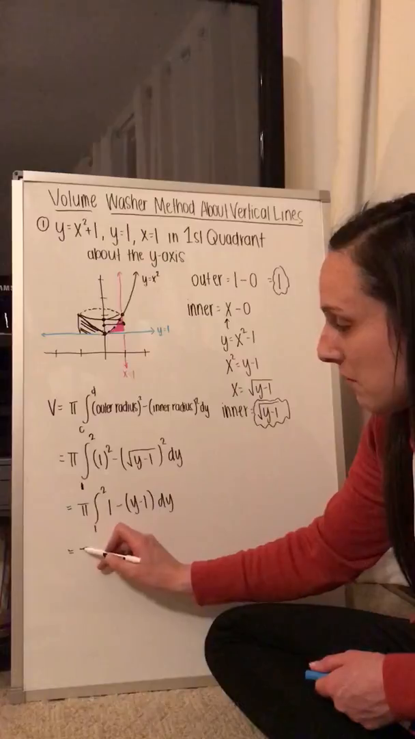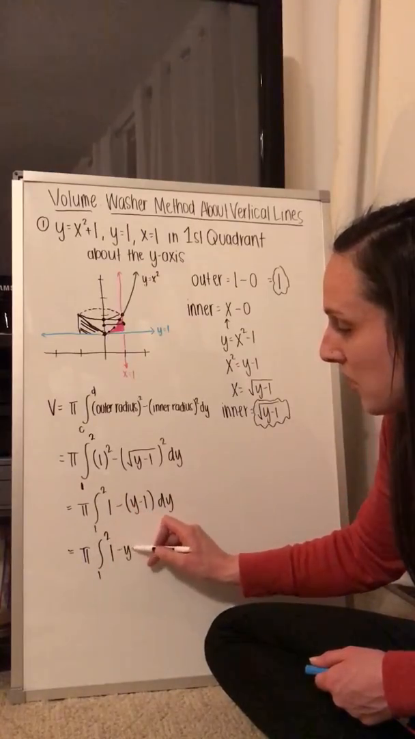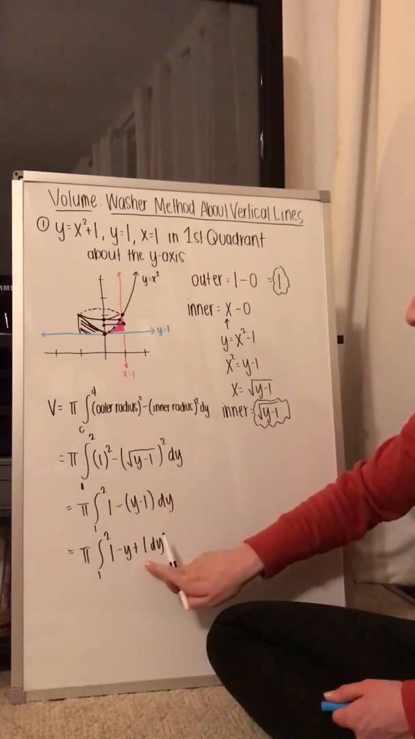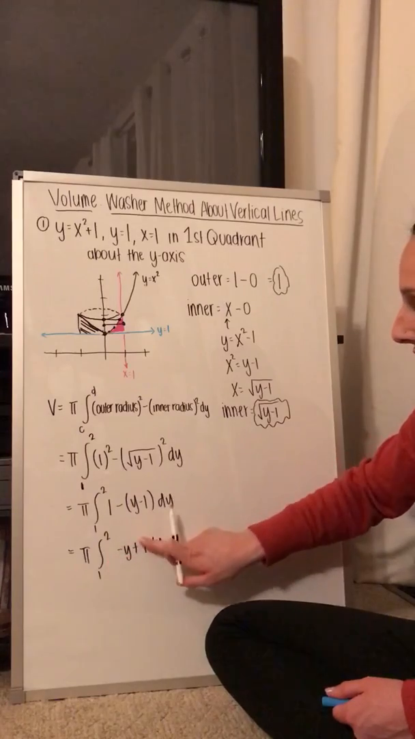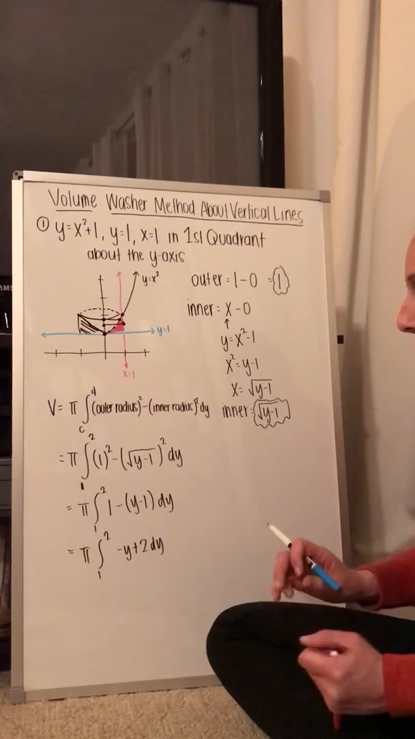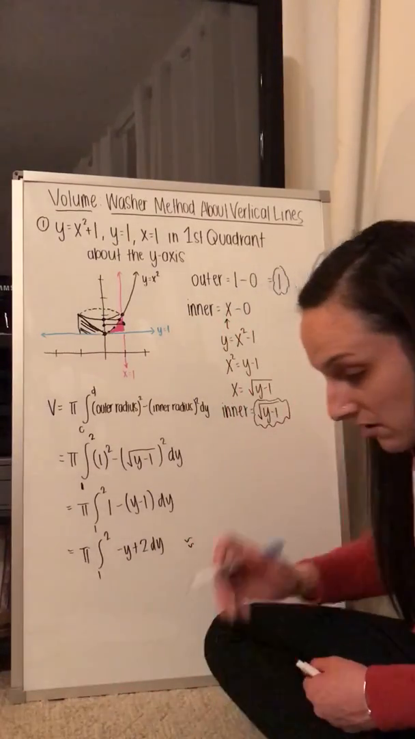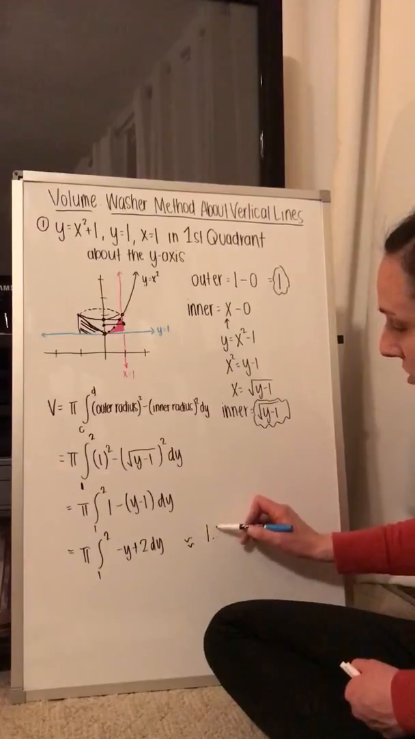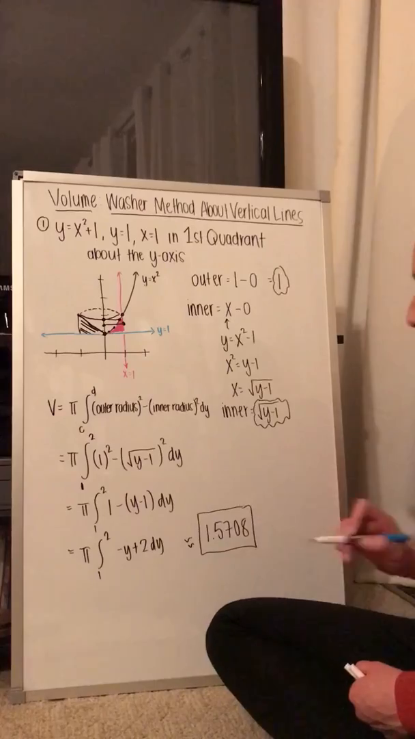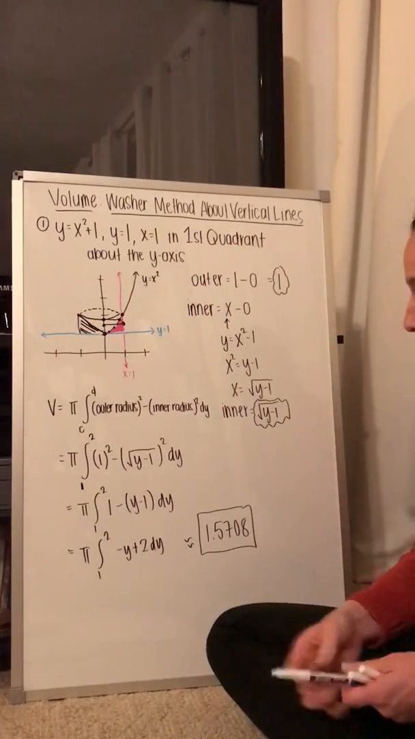So that's going to give me pi times the integral from 1 to 2 of 1 minus y plus 1 dy, which we can combine to be negative y plus 2. And that's what I'd want to plug into my calculator. So when I do that, my volume should be approximately 1.5708. So that would be the volume if I were to rotate that little triangular piece around the y-axis.